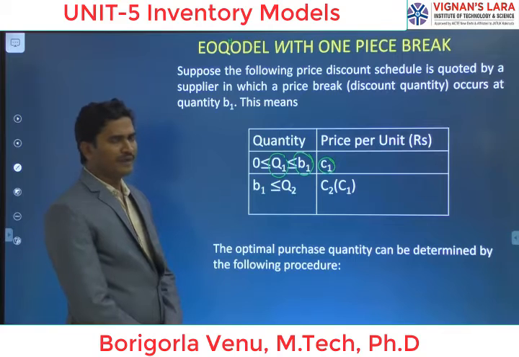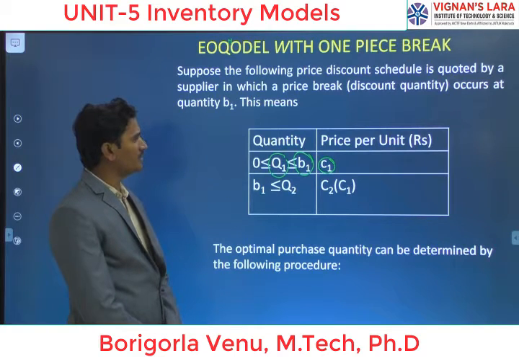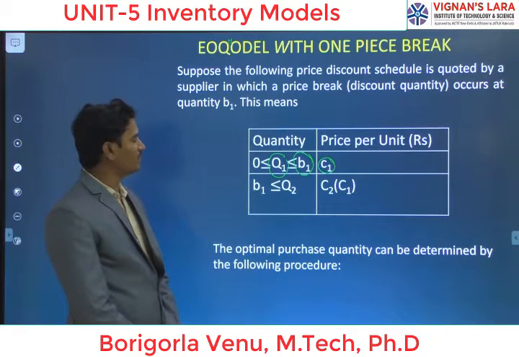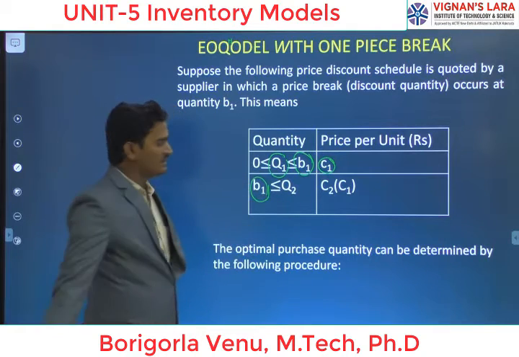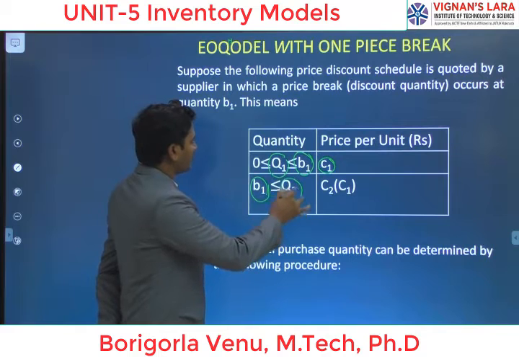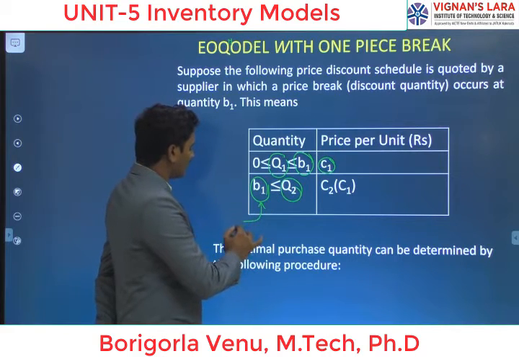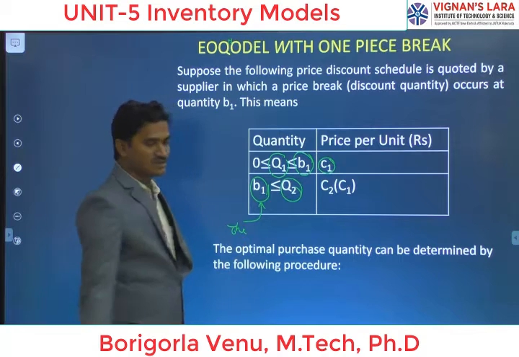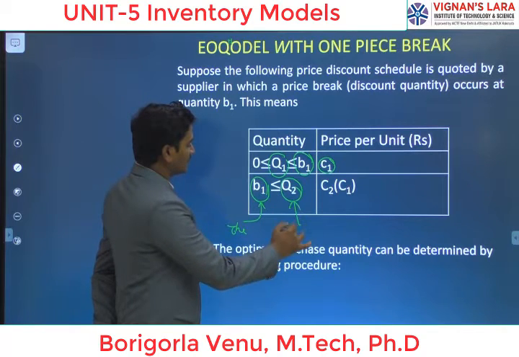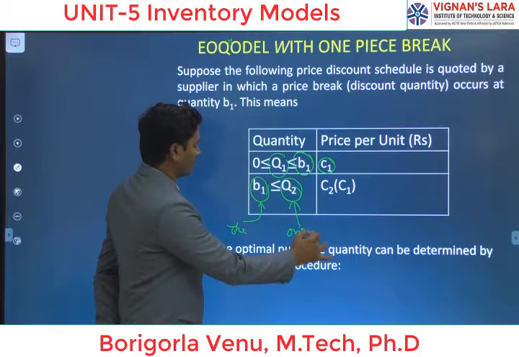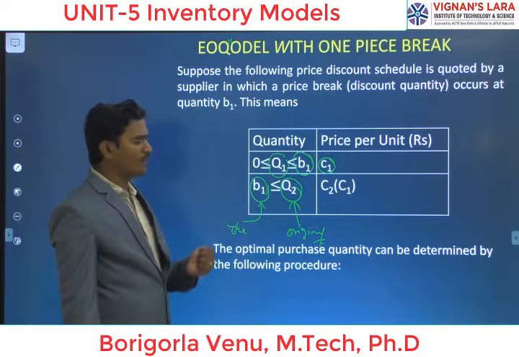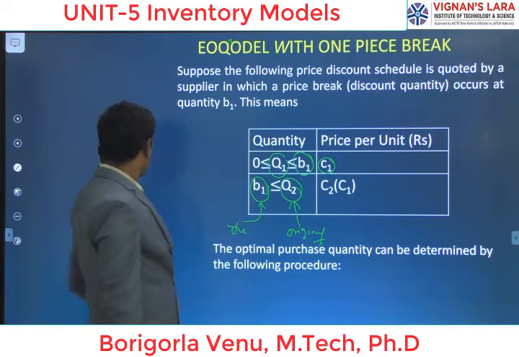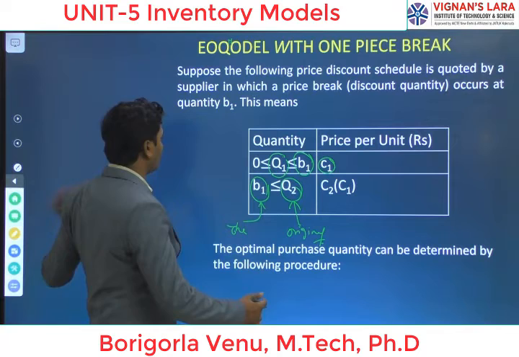Now we are going to find the optimum quantity, or the optimum discount rate, of this product. Here it is a single price break, one price break. The discount quantity is B1, and the actual quantity is Q2. Here B1 is the order from the customer, and it is the original supply we have. From this we are going to calculate the optimal purchase quantity by taking the procedure.